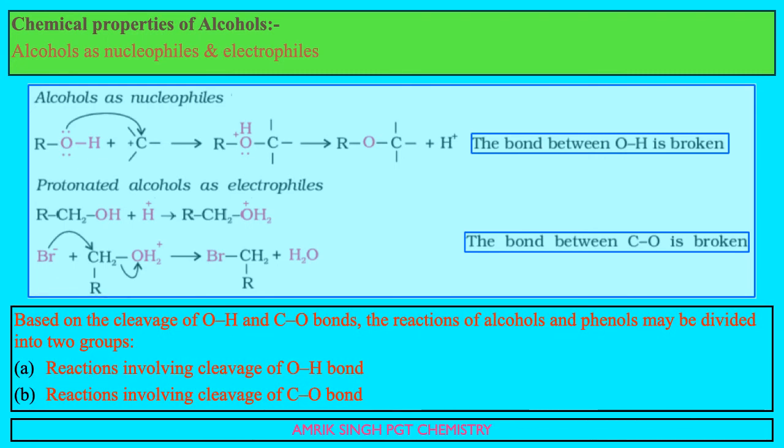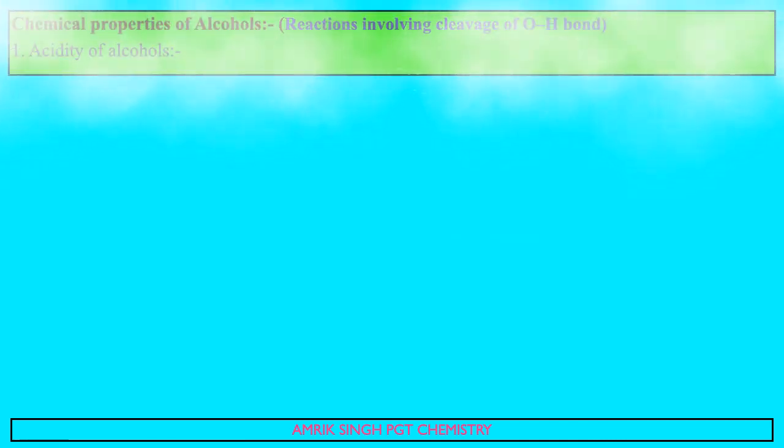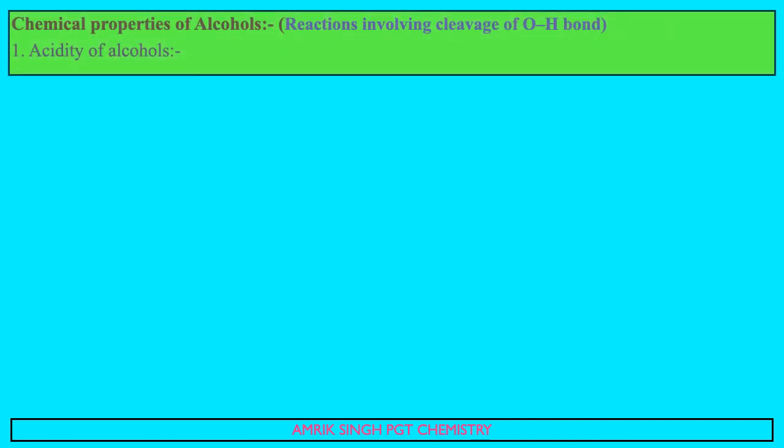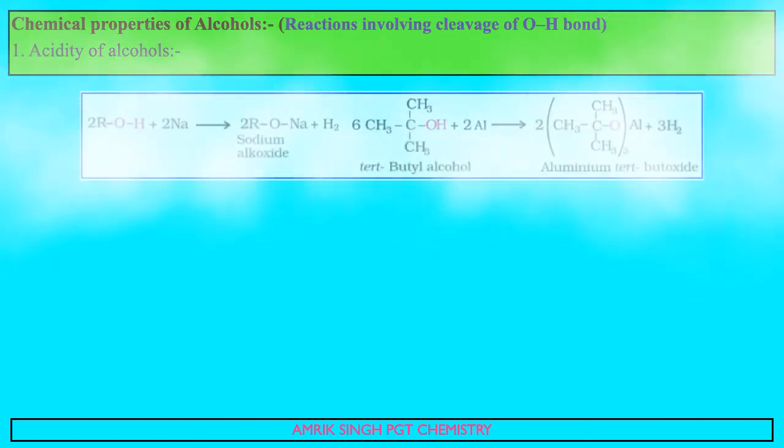Now, based on the cleavage of the O-H and C-O bonds, the reactions of alcohols may be divided into two groups: reactions involving the O-H bond, and reactions involving the C-O bond. Chemical property of alcohol, reaction involving cleavage of the O-H bond. First of all, acidity of alcohols.